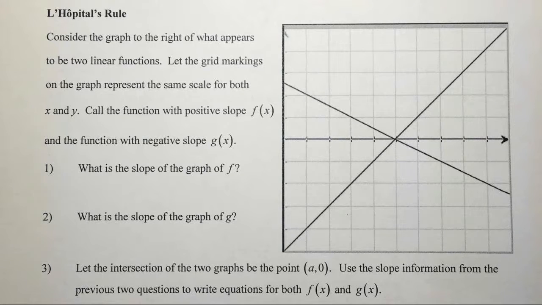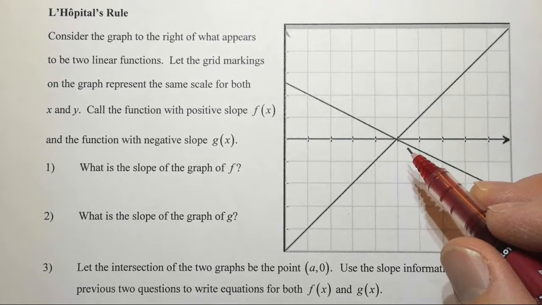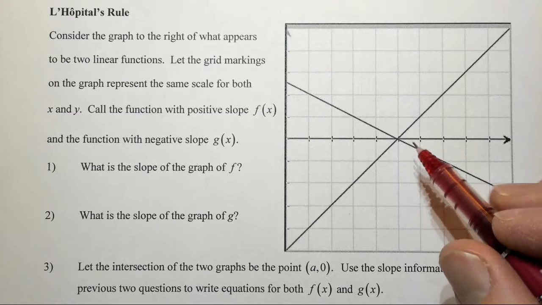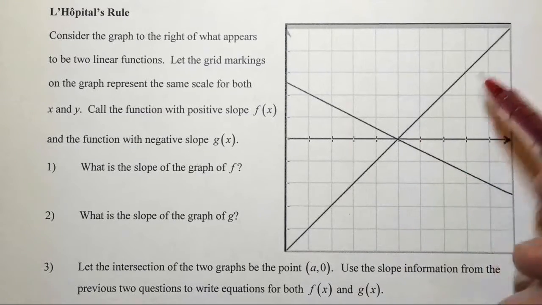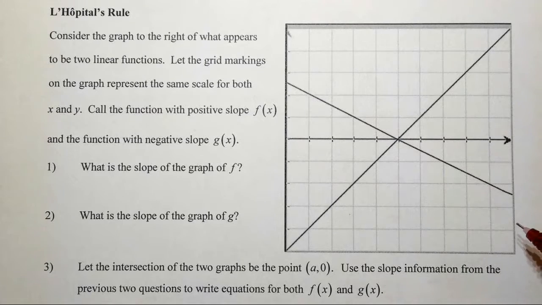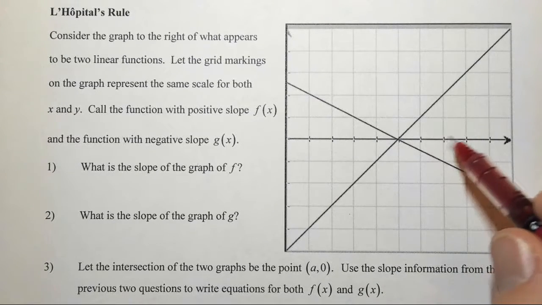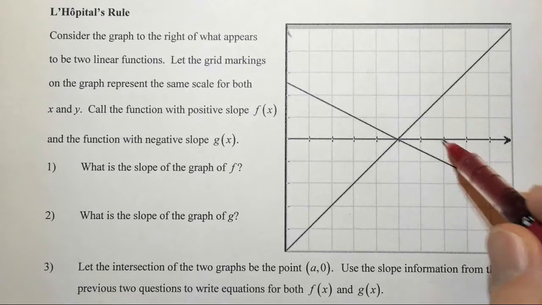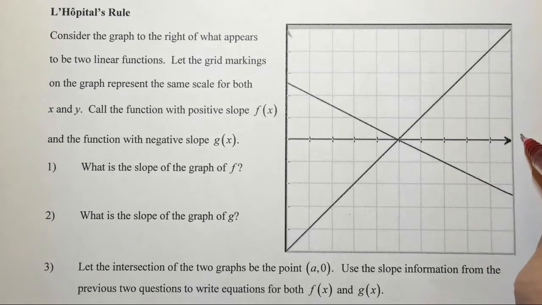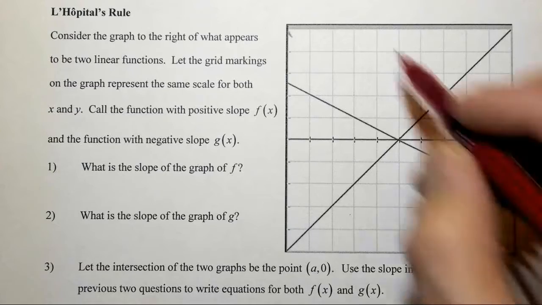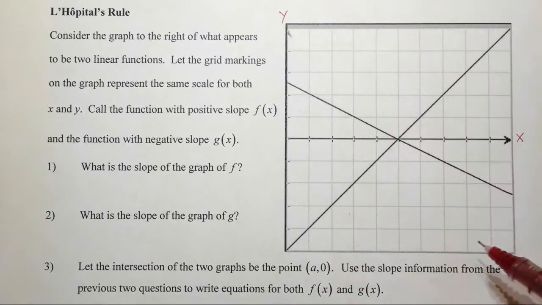I'd like to show you something pretty neat that we can do with the derivative now, and it's called L'Hopital's rule. So take a look at the graph over here on the right. We have two what appear to be linear functions, one with a positive slope, one with a negative slope. We're going to let the grid markings represent the same scale. So let's make each grid marking 1 unit for both our x-axis and our y-axis.